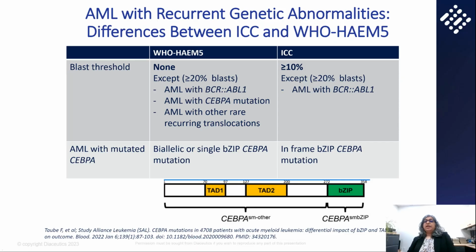But once again, there are differences, and the differences are significant. The most important difference is the blast threshold. The current WHO classification does not require a blast threshold for AML with recurrent genetic abnormalities, except in AML with BCR-ABL1 rearrangements, AML with CEBPA mutation, and AML with other rare recurring translocations. However, ICC requires a blast threshold of 10% or more, except for AML with BCR-ABL1. Both classifications have this 20% blast threshold for AML with BCR-ABL1 so that it doesn't overlap with CML.